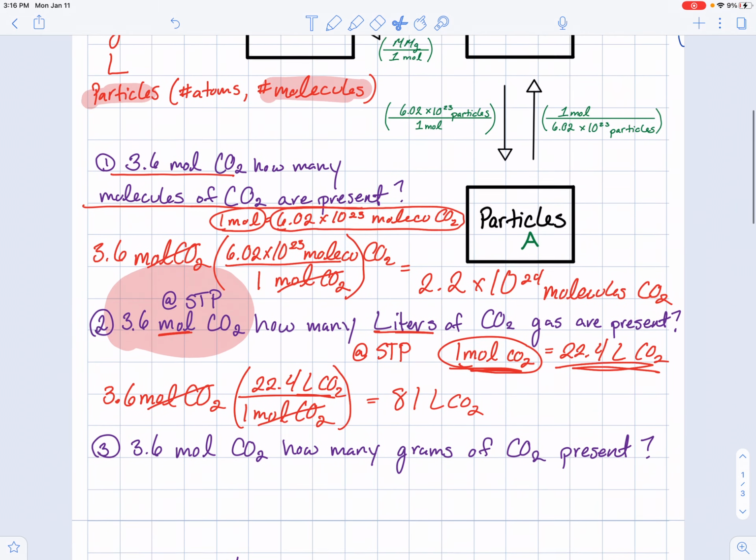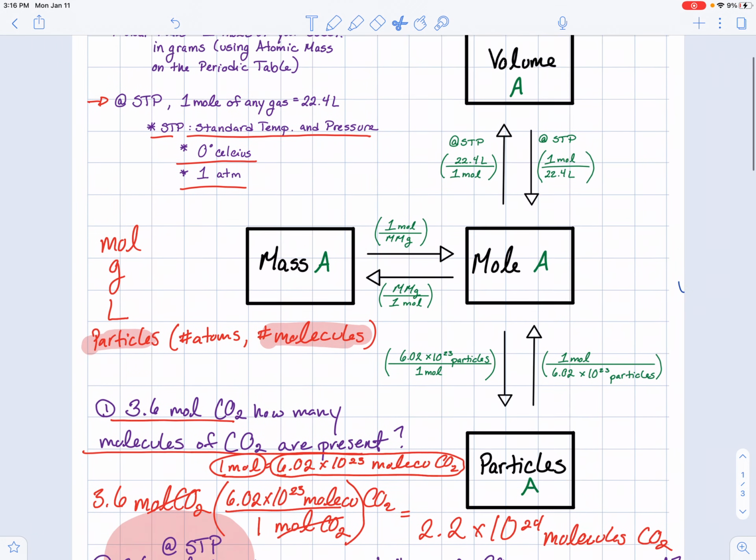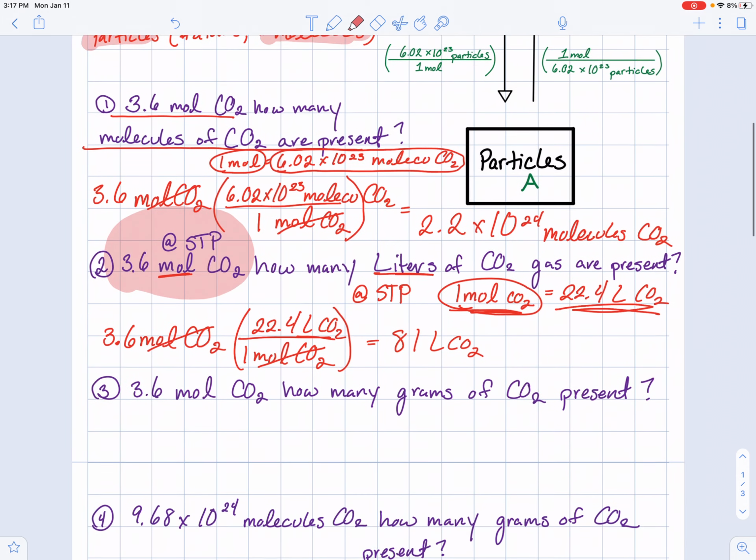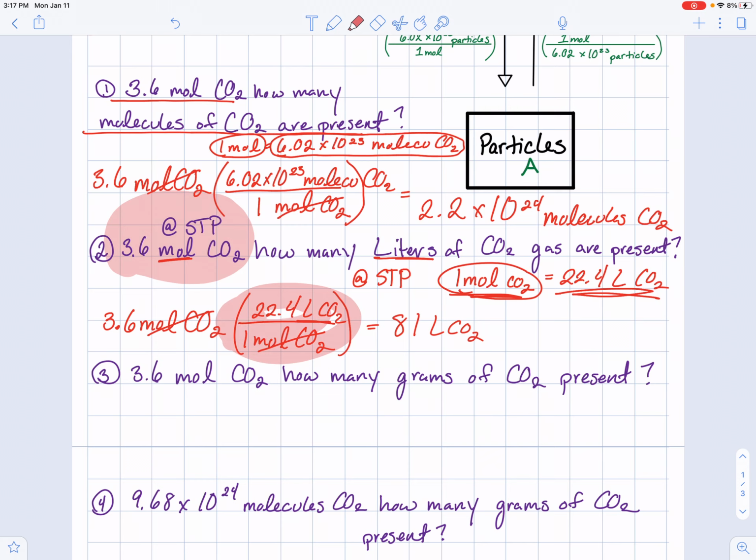Now, if you're wanting to use the mole map from above, again, in this particular problem, we started in the unit of moles, and I asked you to go to volume. So then you're going to follow that arrow up to volume, and you're going to see that this is the conversion factor that you're going to use, which is the same conversion factor that I used.